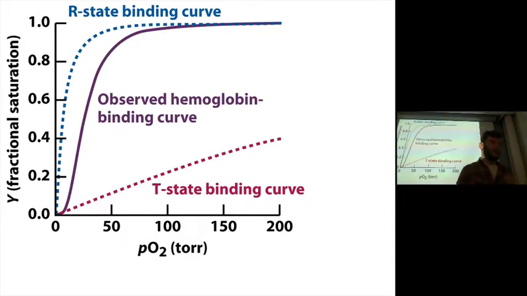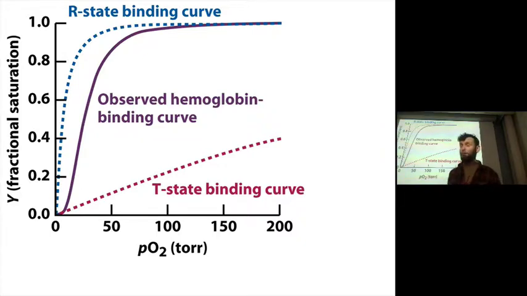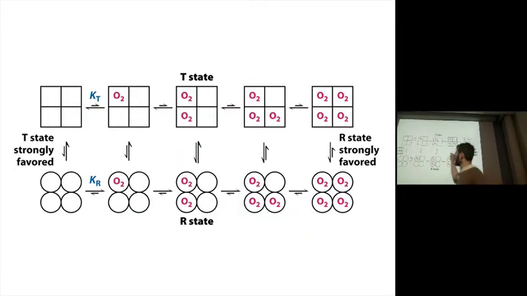Did I talk about myoglobin when we were talking about muscles? Myoglobin is the oxygen-carrying globin that's in the slow oxidative muscle fibers, and it's a monomer that is not allosteric. All right. So the observed hemoglobin binding curve is this one in the middle. It's a combination of the two and reflects this spectrum of equilibria across the saturation profile of hemoglobin.